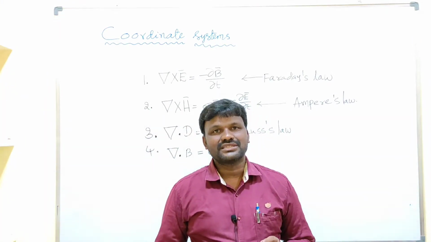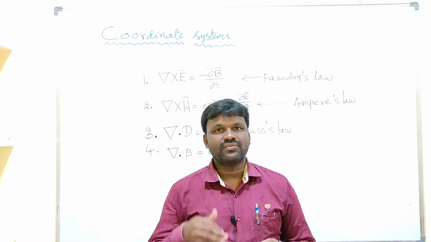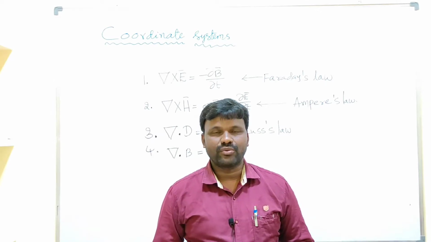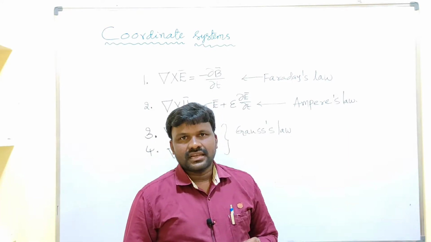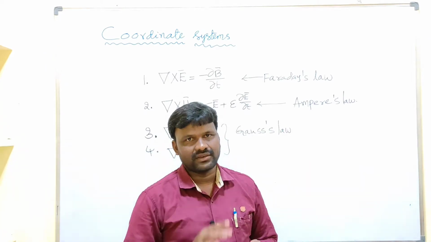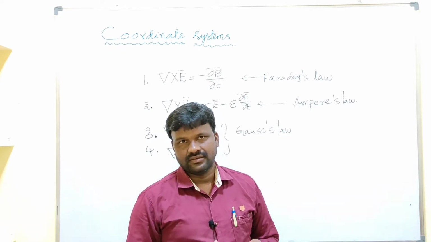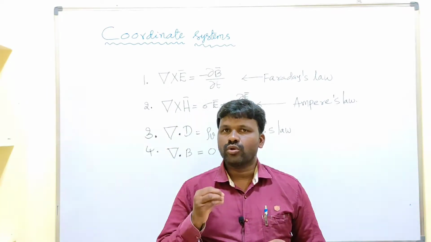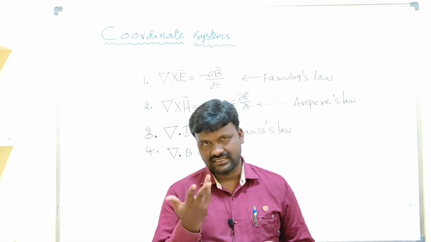Today we will discuss coordinate systems, which are helpful to analyze the physical quantities in our electromagnetic theory. Basically, our physical quantities related to these electromagnetic fields are functions of time and space. Space means distance, so these electromagnetic parameters vary with respect to time and distance.